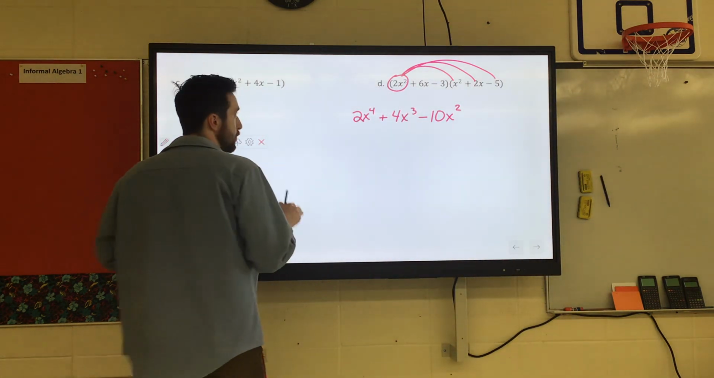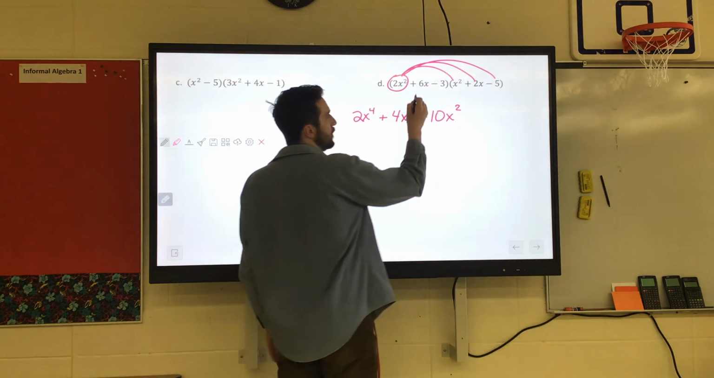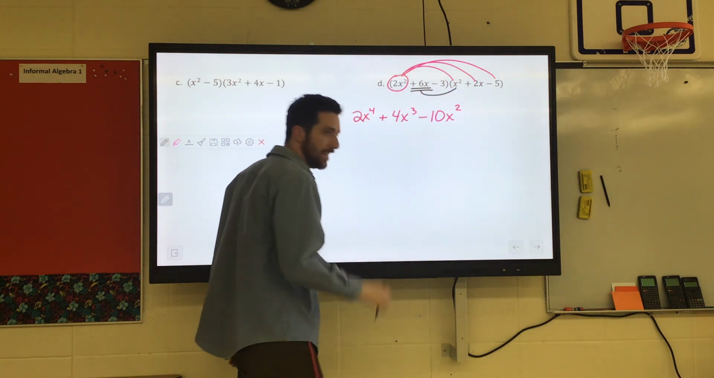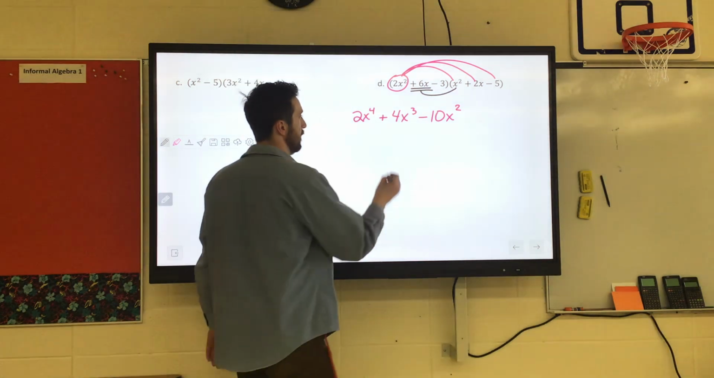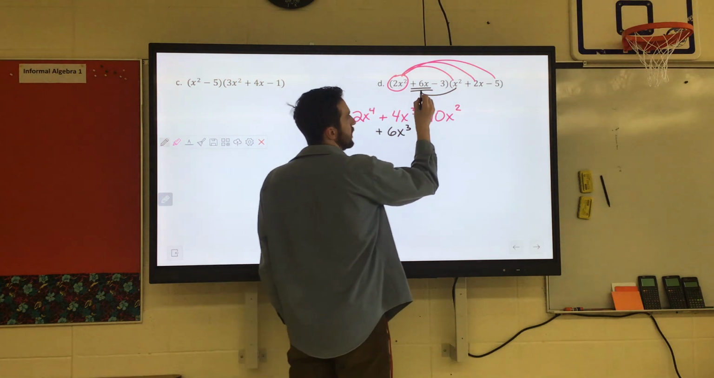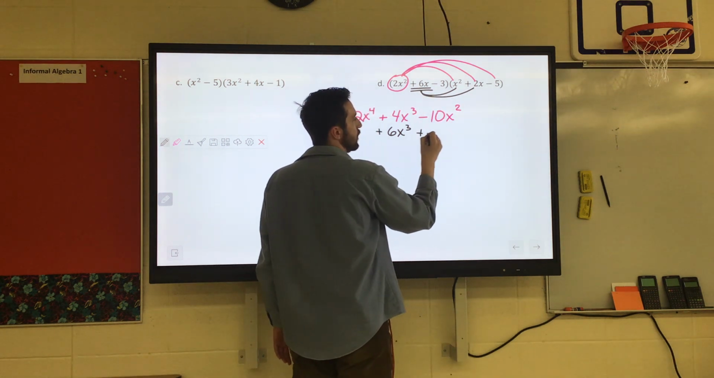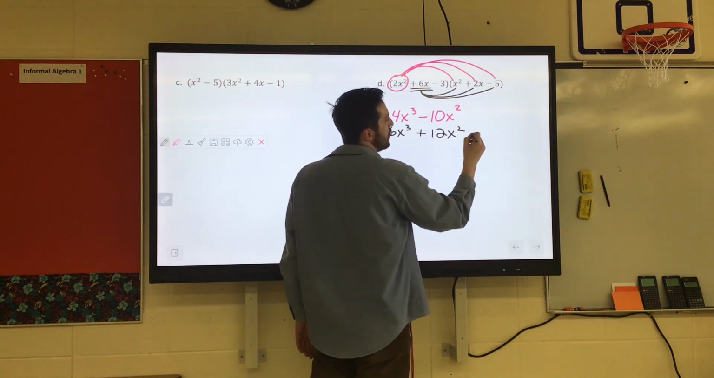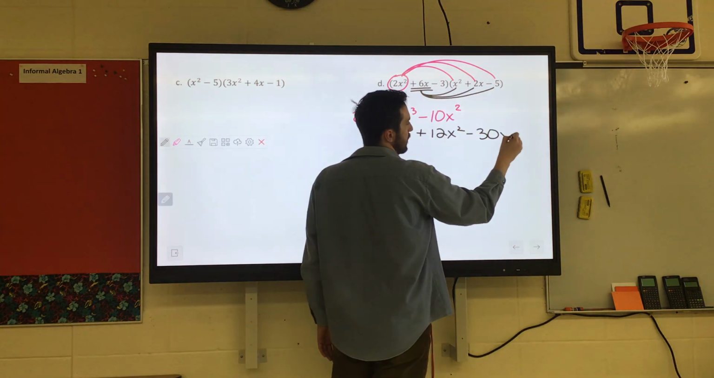All right, we did the 2x squared times each of them. Now we're going to do the 6x times each of those. 6x times x squared is 6x to the third. I'm going to put it with my other x to the thirds. 6x times 2x is 12x squared. And 6x times negative 5 is negative 30x.